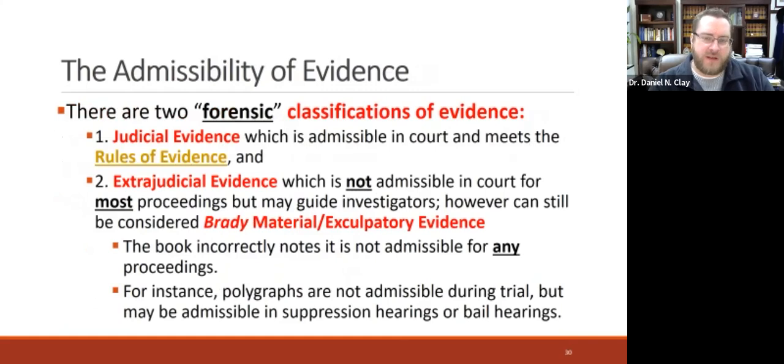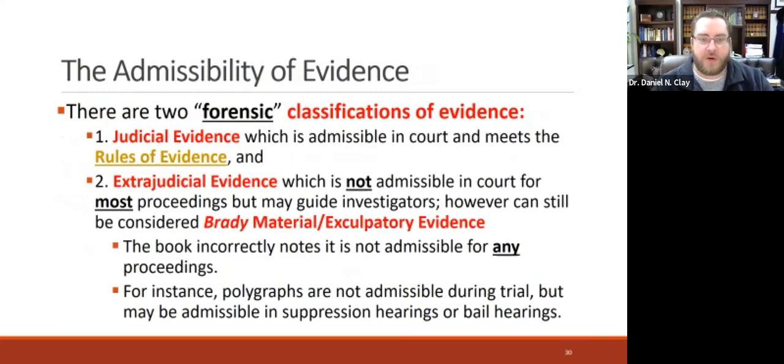So let's talk a little bit about admissibility of evidence. This is stuff that we'll get into when we look at actually collecting evidence and interpreting it. But this is something that you need to know before you can really see what evidence is and what information is the best.